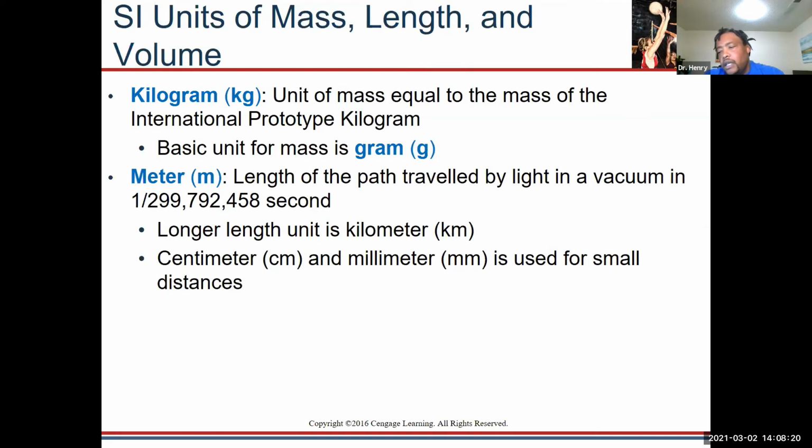Nano means what again? 10 raised to minus 9. So 1 nanometer will equal 10 to the minus 9th meters, right? Yes. Okay.